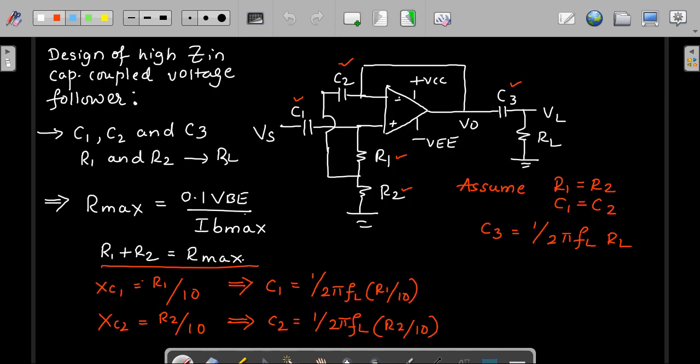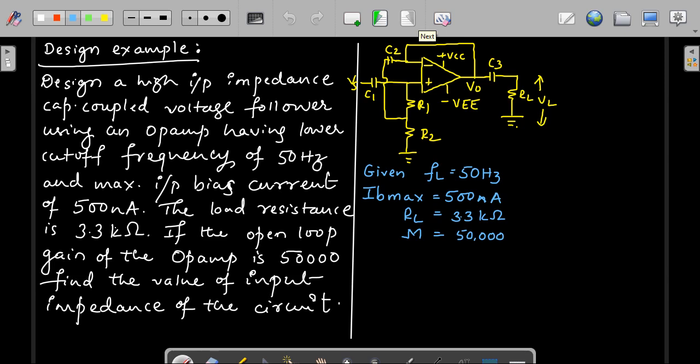Now from these things you will have to proceed with whatever formula you had in your previous slide. So you have R1 plus R2 equal to R max, where R max is given by 0.1 VB divided by IB max. In the previous problem I had mentioned that the value of VB for IC741 is 0.7. Nothing is mentioned here, so you can definitely take VB equal to 0.7 only. So you can proceed here with finding out the value of R max.